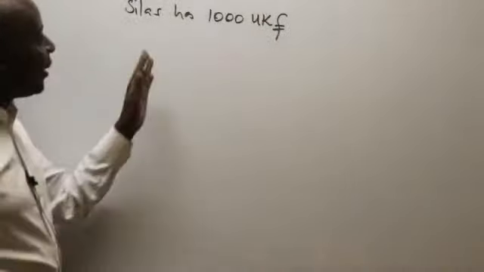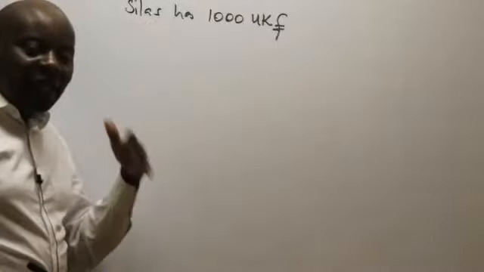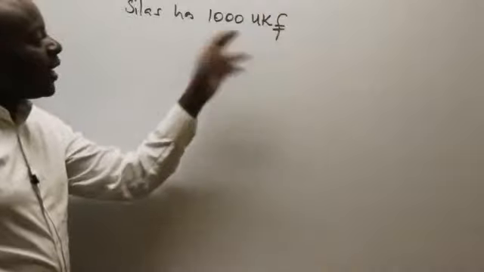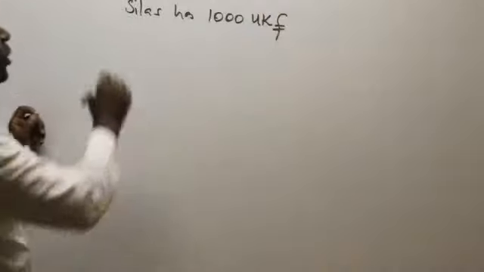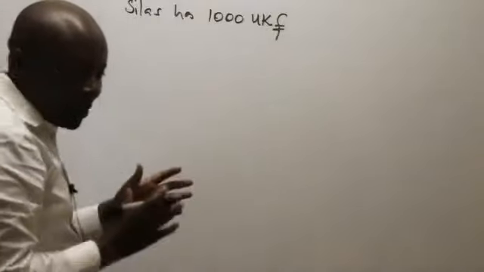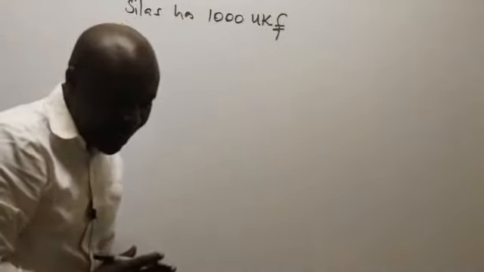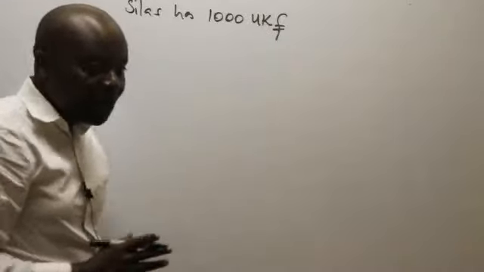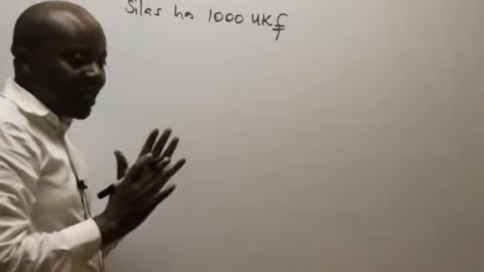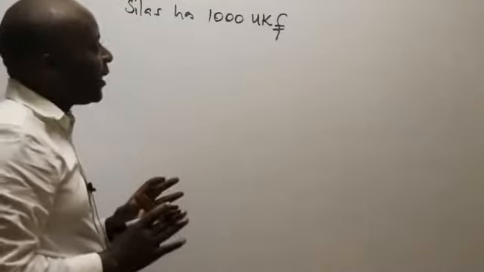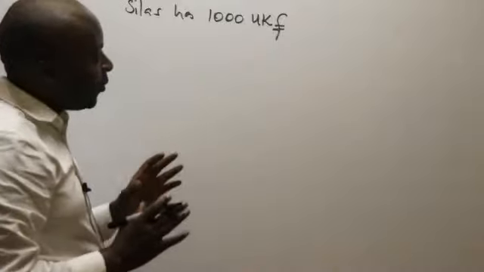I'm using Silas because I know all of us know Silas. Silas, ladies and gentlemen, is a Kenyan who has foreign currency. So now Silas goes to some bureau. He goes to a good bank, like Equity Bank. Equity Bank is a good exchange bank, right? So he has 1,000 UK pounds.